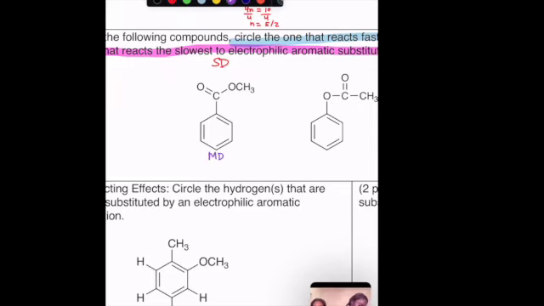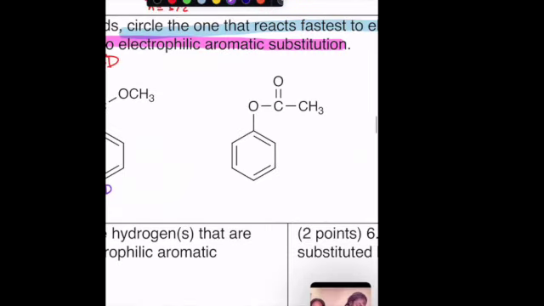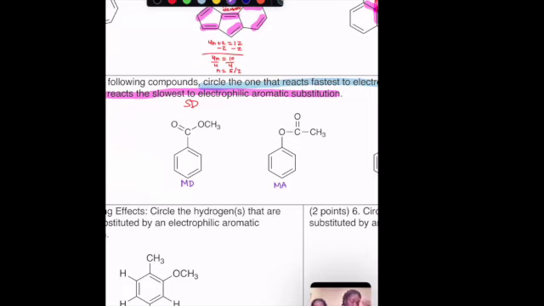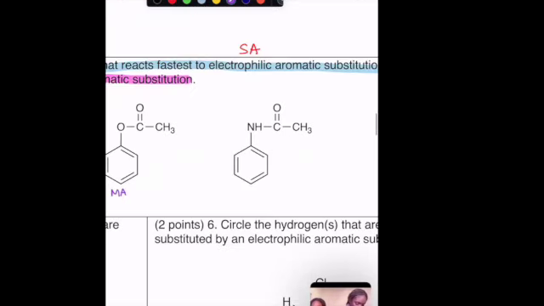Next, we have this O attached to a C double bond O attached to an R. So that's going to be a moderate activator. Make sure you look at whatever is attached directly to the benzene ring, because that will tell you if it's a moderate activator or moderate deactivator. Don't get those mixed up because you didn't look at what was directly attached. Next, we have an NH attached to a carbonyl attached to an R group, meaning CH3. What is that? Moderate activator.